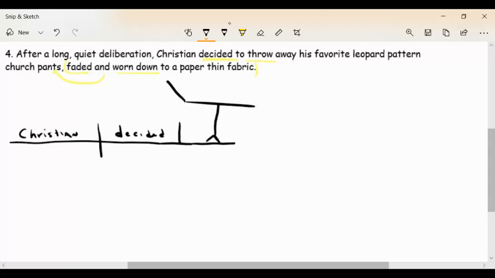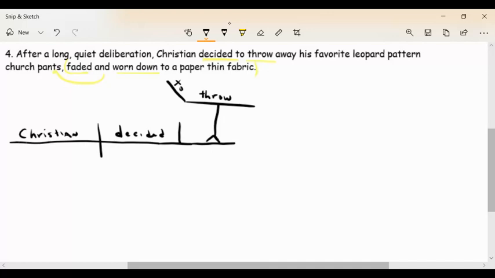The reason I know it goes up on a tree is because I couldn't take that word to and change it into in order to. I couldn't say Christian decided in order to throw away. That doesn't make sense. If I could say in order to, we know it goes underneath the verb as an adverbial infinitive, but it's a nominal infinitive because Christian decided what to throw.